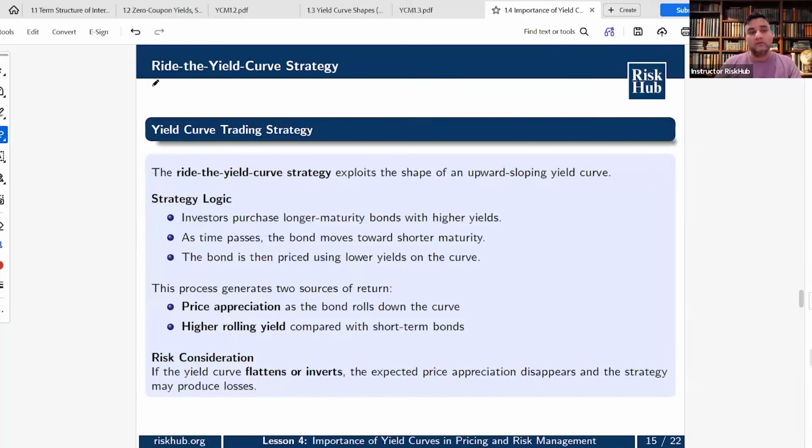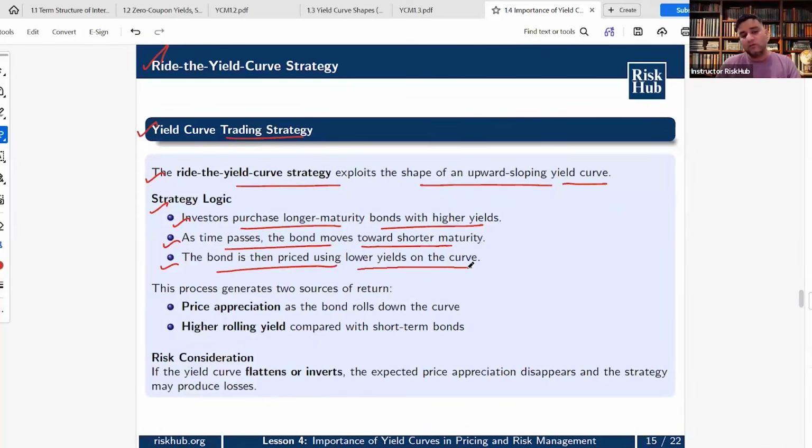Then we go into the roll-down yield curve trading strategy. The roll-down strategy is for an upward-sloping yield curve. Strategy logic: the investor purchases longer maturity bonds with higher yields. As time passes, the bond moves towards shorter maturity. The bond is then priced using lower yields on the curve.